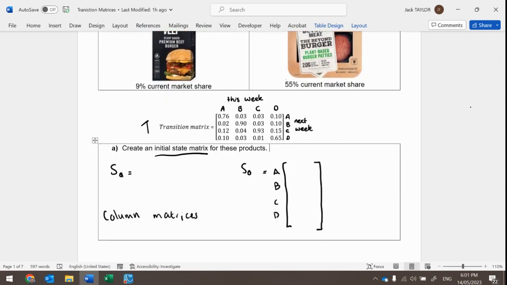Now, A, initially, 34% of people were buying. So when I put that into my matrix, I'll do this, right, 0.34. So like with the transition matrix, if we've got percentages, we'll put it in as a decimal.